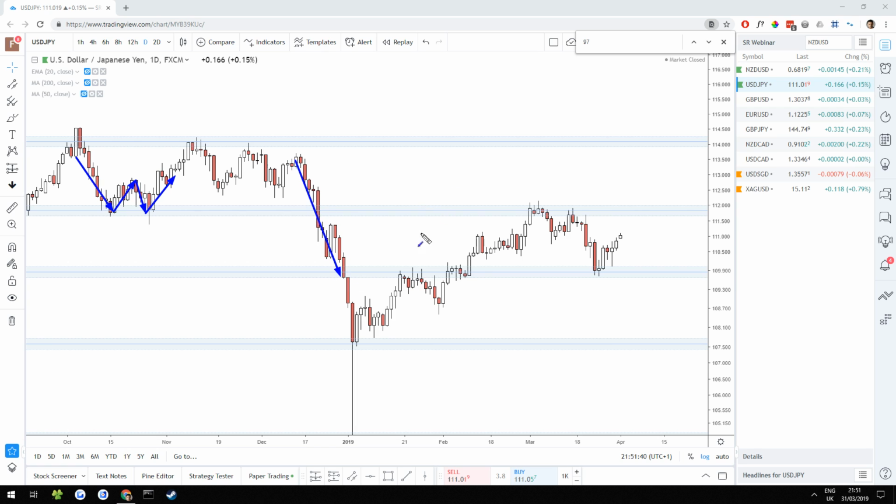And when price pushes up to that area after moving down, we think that it's likely that it's going to bounce. And in this case, it did. It bounced away from it there. So support just becomes resistance when it's broken.